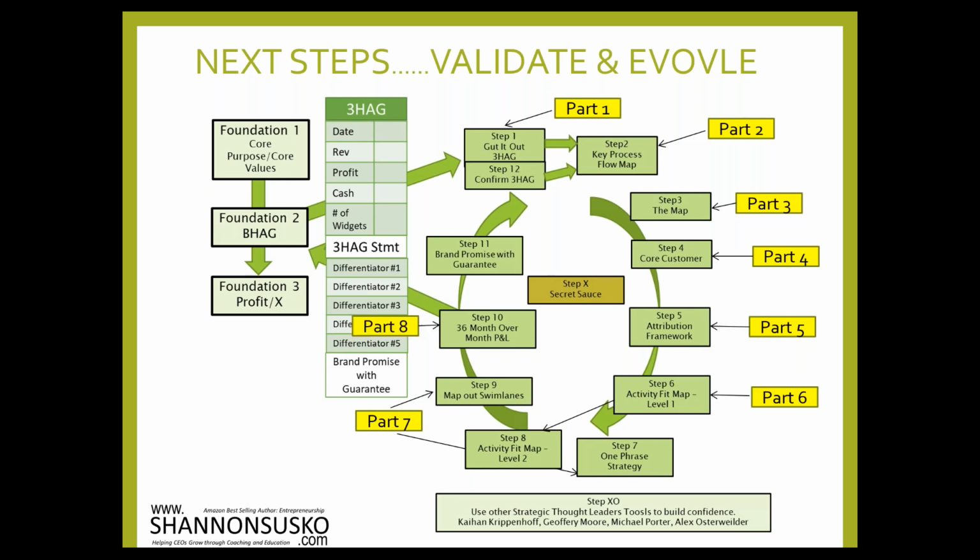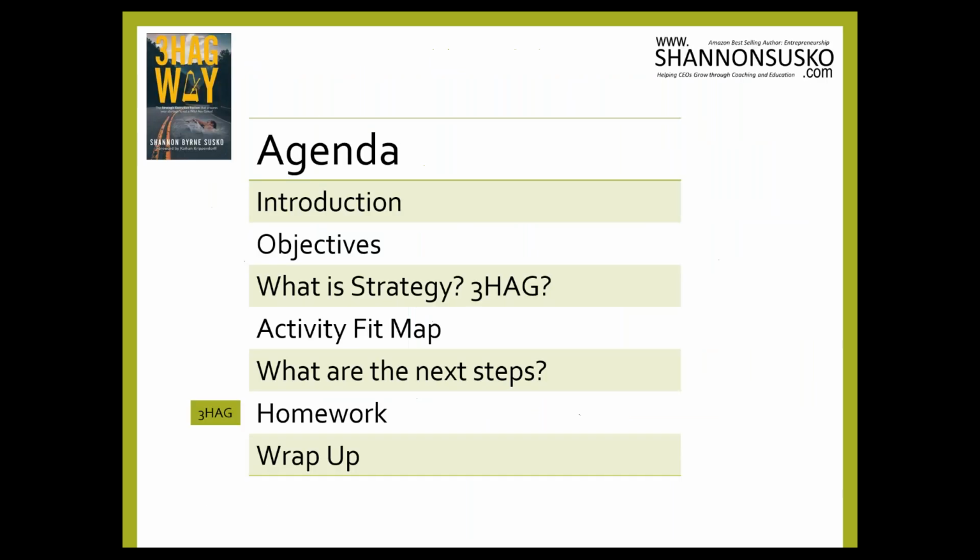Then from getting our swim lanes mapped out, it's all about a leadership 36 month over month forecasted profit and loss statement. Okay, it's a leadership tool. We then are going to drive towards our brand promise with guarantee, confirm our 3HAG. We're sort of doing it each time we get together. And of course, we want to talk more and wrap it up around our secret sauce. Why is it important? And why haven't we talked about it yet? Why are we talking about it as part 11?